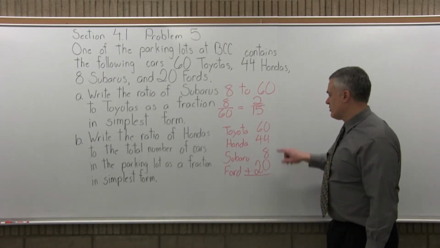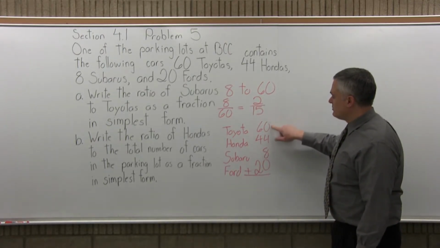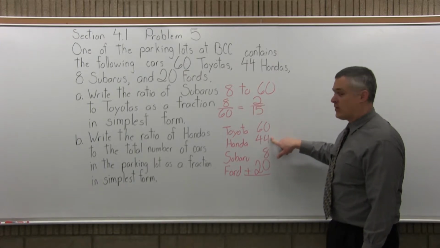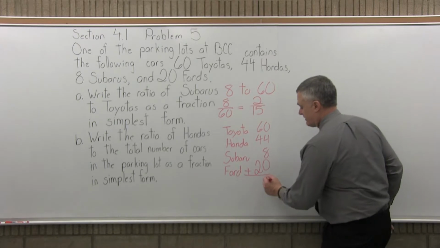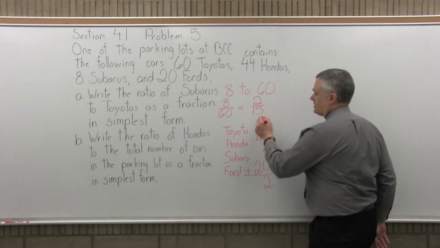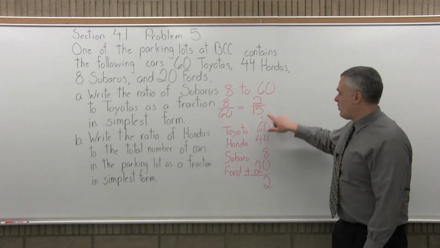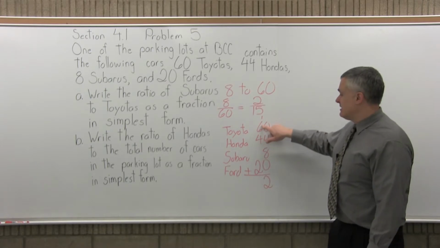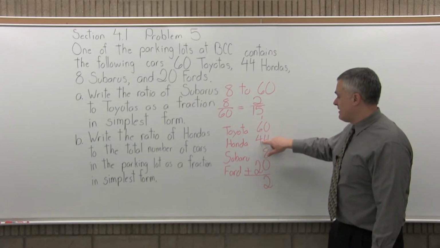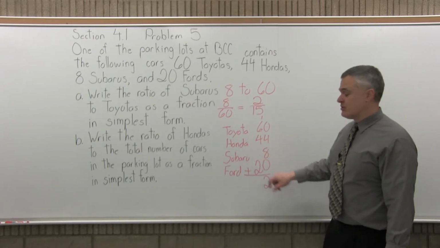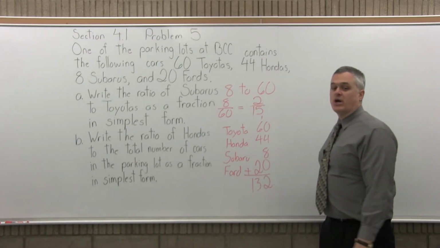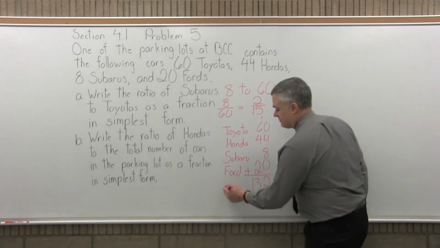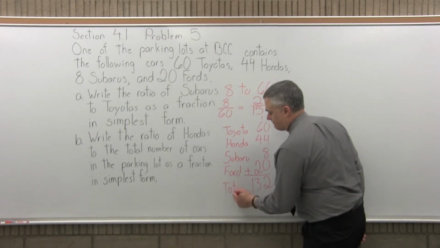And let's calculate the total. 0 plus 4 is 4. 4 plus 8 is 12. 12 plus 0 is 12. So I have 2 from the 12. Carry the 1 to the top of the next column. 1 plus 6 is 7. 7 plus 4 is 11. 11 plus 2 is 13. So the total number of cars in the parking lot is 132. I can write right next to that total.